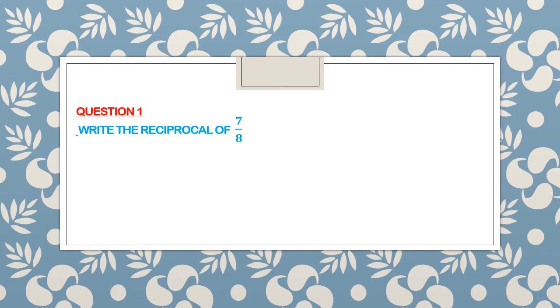Question number 1. Write the reciprocal of 7 upon 8. The reciprocal of 7 upon 8 will be 8 upon 7. But how do we clarify whether our answer is right or not? We'll multiply 7 upon 8 by 8 upon 7. On multiplication, we'll get the answer as 1. So this gave us the conclusion that the reciprocal of 7 upon 8 is 8 upon 7.